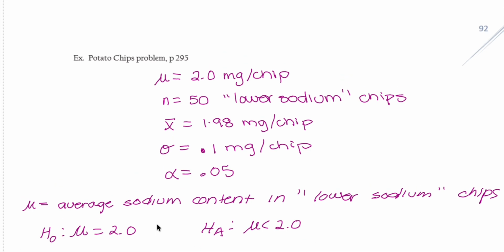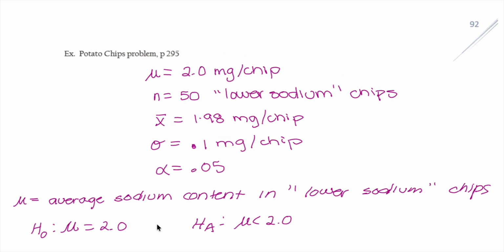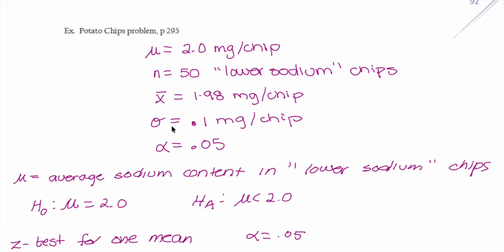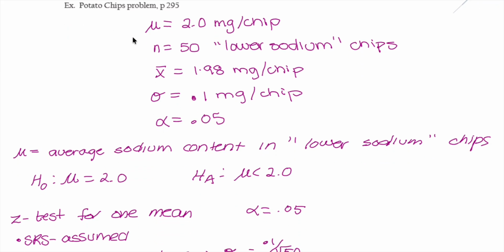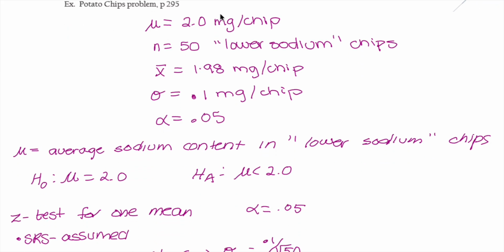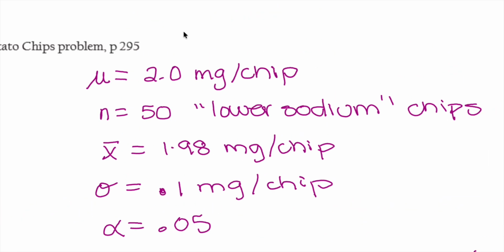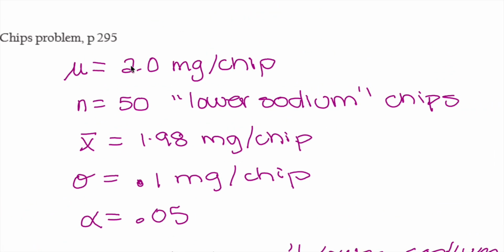Okay, moving on. Let's deal with an example, because practice makes perfect, right? This is a potato chips problem, and I labeled the key terms in here. The key information provided is that mu is equal to 2.0 mg per chip. Mu is the population mean, and the sample size is 50.